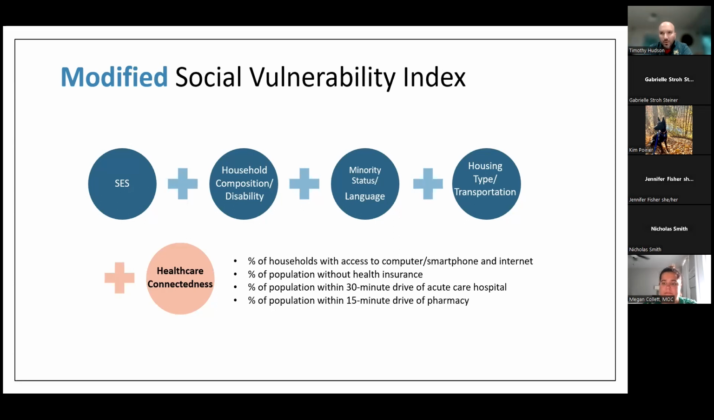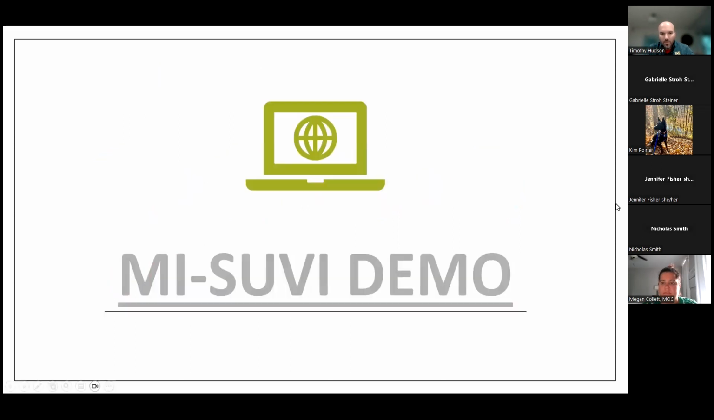That healthcare connectedness pillar had 4 additional data points looking at the percent of households with access to a computer, smartphone, and internet. Thinking about virtual care and connecting with peers, we thought that was important. Then the percent of the population without health insurance, and similar access measures with healthcare: the percent of population within a 30-minute drive of an acute care hospital, and the percent of population within a 15-minute drive of a pharmacy. So that is the background I wanted to give on how and why we created the SUVI.